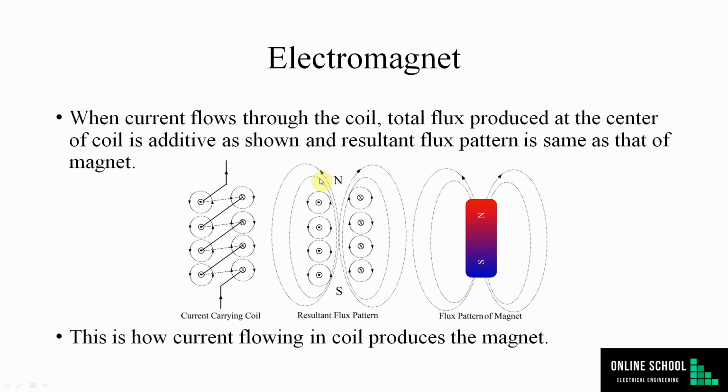When current flows through a coil, the total flux produced at the center of the coil is additive as shown, and the resultant flux pattern is the same as that of a magnet. You can say current is flowing in the coil. This is the coil, with a number of turns wound. Inserting current from one side, here current is going in, and from the other side, represented by this dotted line, current is coming out from this conductor, again current is going in, current is coming out.